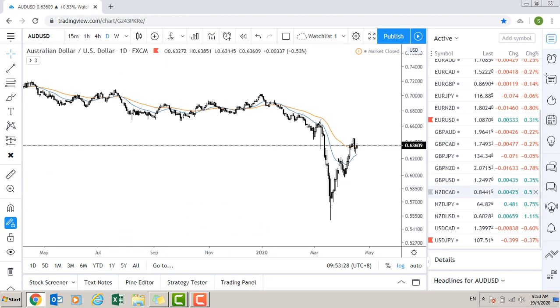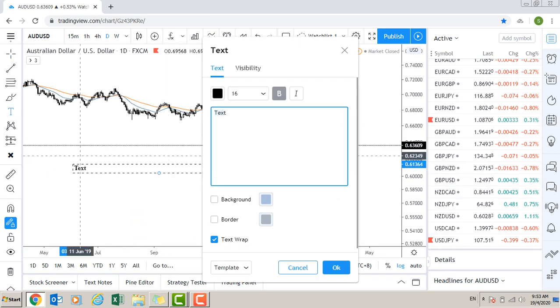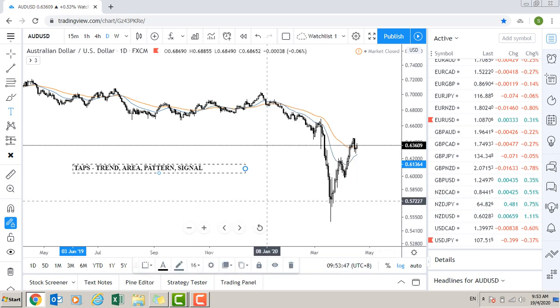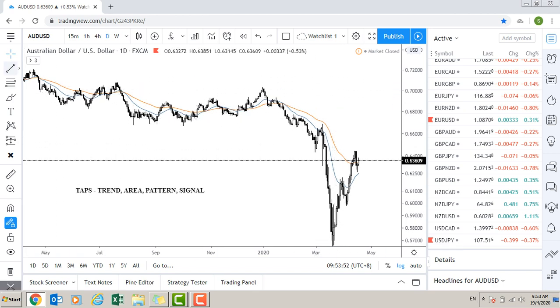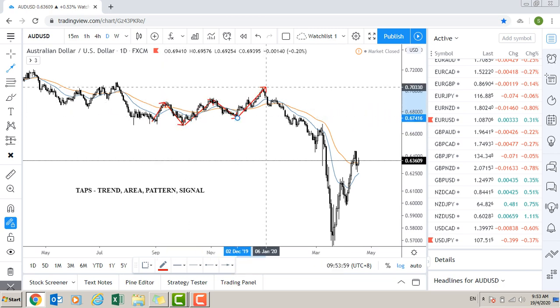First of all, in my strategy, I would like to do a brief explanation. I'm doing a TAPS strategy. TAPS stands for Trend, Area, Pattern, and Signal. These are the four things that I'm looking at. First, we need to do an analysis on the trend. The trend is showing that the price is on the downside.